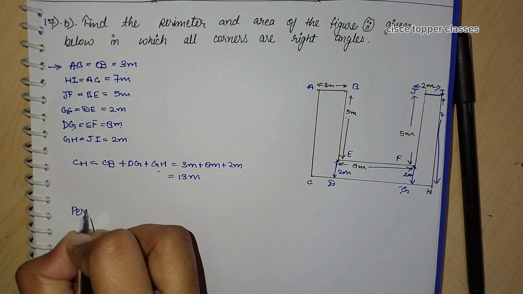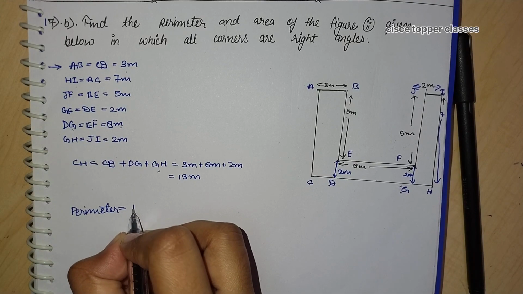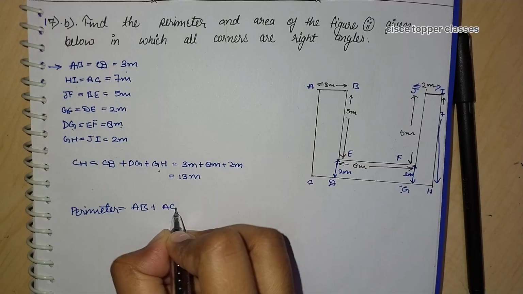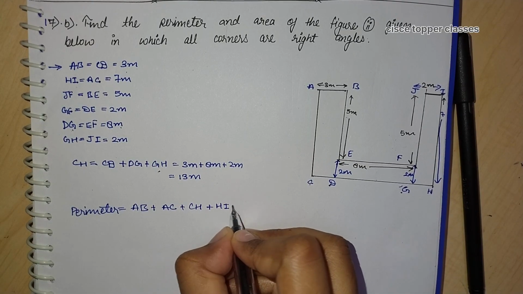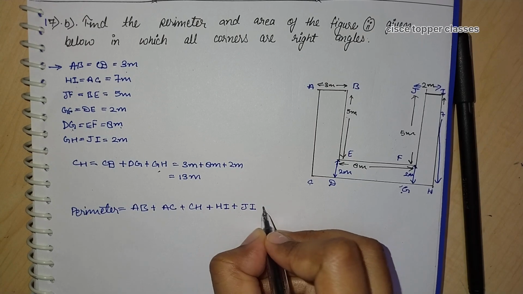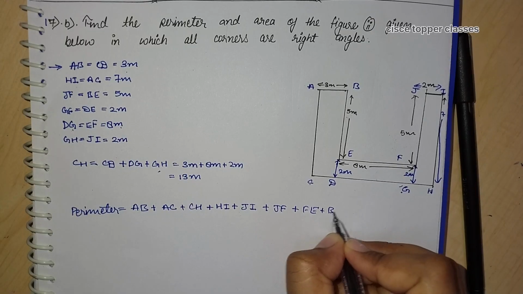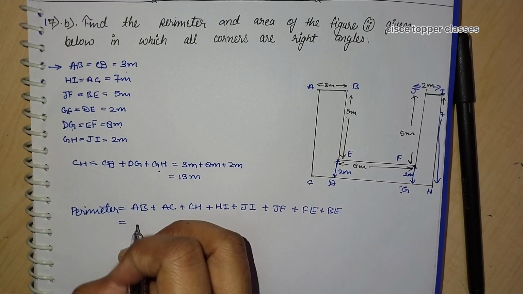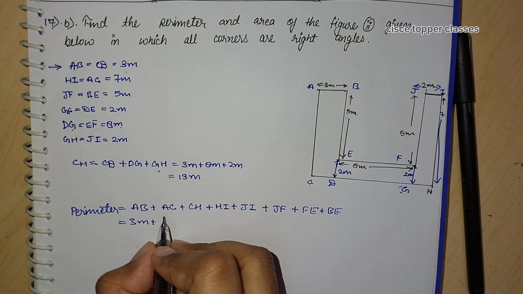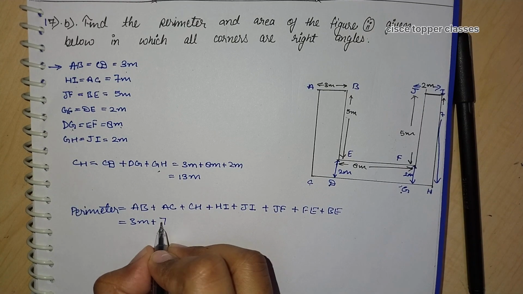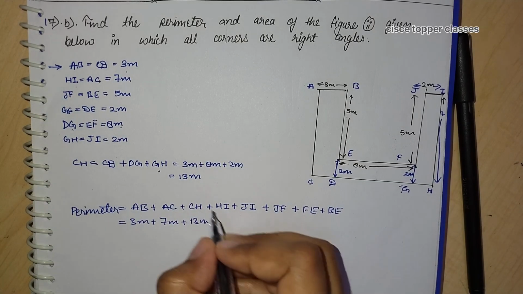Now to find the perimeter, we can write it as the sum of all the sides. So it will be AB plus AC plus CH plus HI plus JI plus JF plus FE plus BE. We will put all these values here. AB is 3 meter plus AC is 7 meter, and CH we can write as 13 meter. We have already found it.